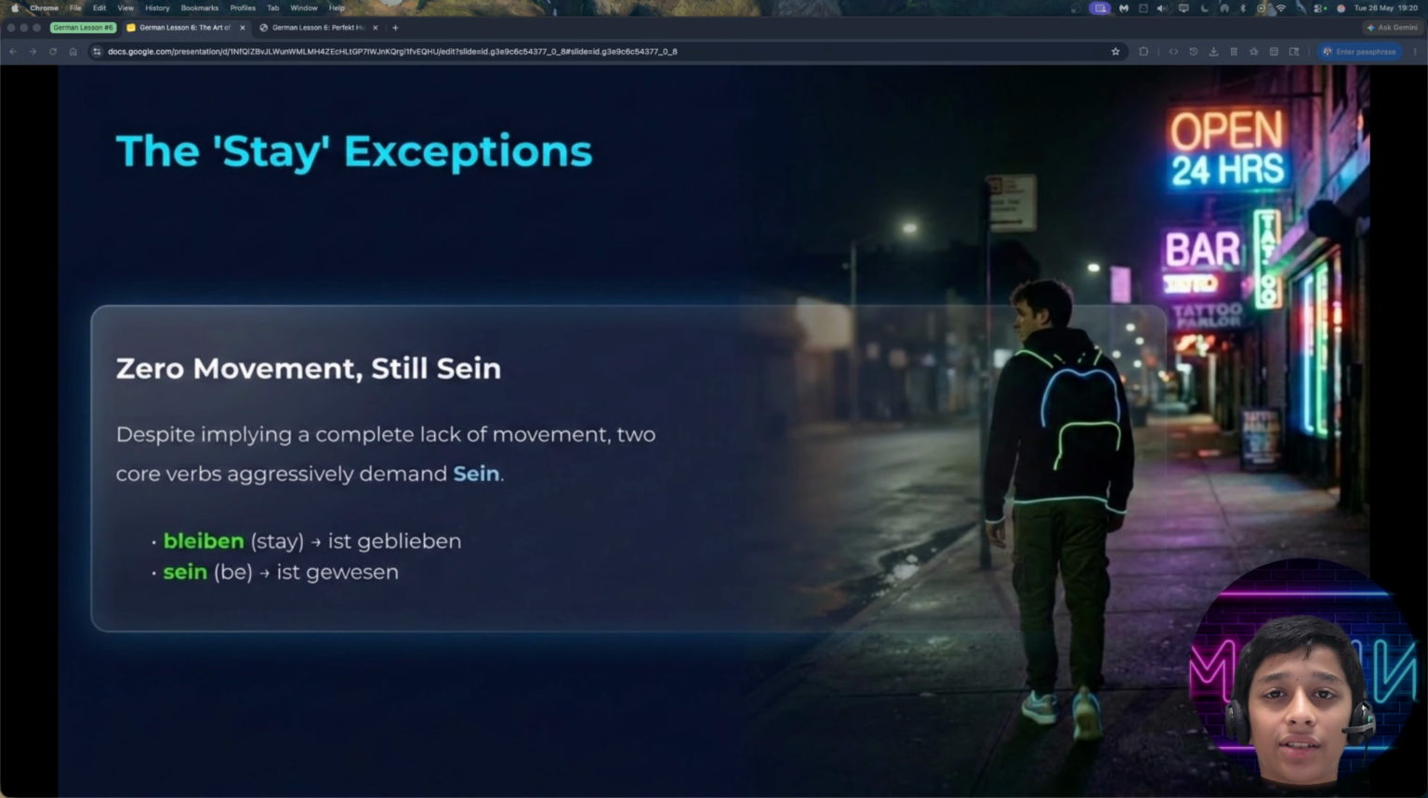Every language has its rule breakers, and German is no different. Bleiben, to stay, and sein, to be. Both use sein as the helper, even though staying in place and simply existing feel like the opposite of movement or change. It feels counterintuitive, but just accept it. Ich bin zu Hause geblieben. I stayed home. These are common enough that they'll stick fast.